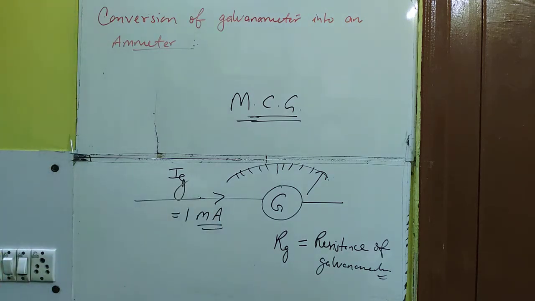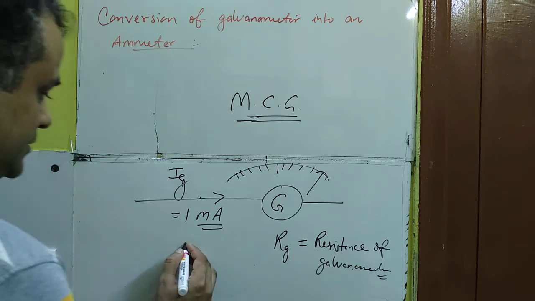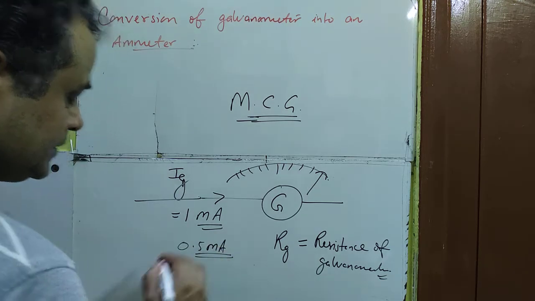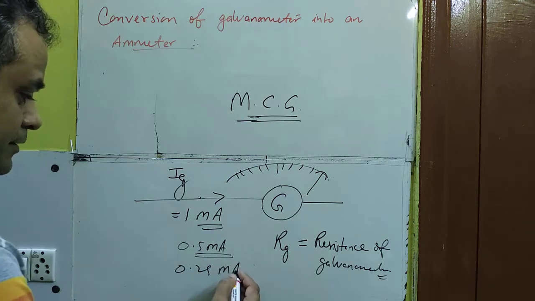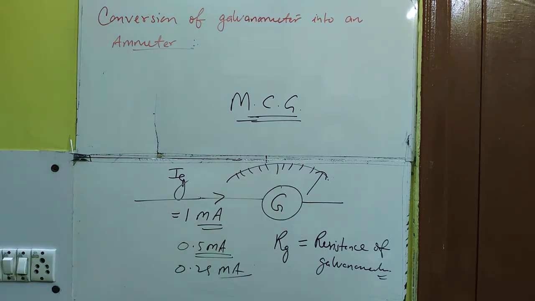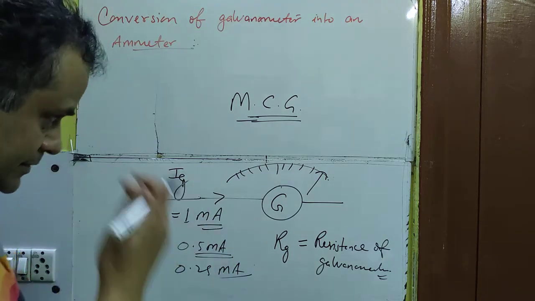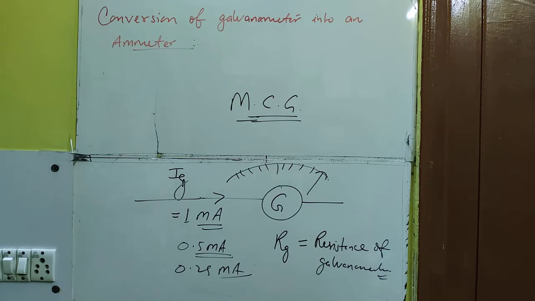Now try to understand. That means when 1 milliampere current is inserted in that galvanometer, the needle of the galvanometer shows the maximum deflection. If I insert 0.5 milliampere current, then its needle shows half of the maximum value. If I insert 0.25 milliampere, it will be 1/4 of the maximum deflection. So it's very clear. For 1 milliampere current, the needle shows the maximum deflection.